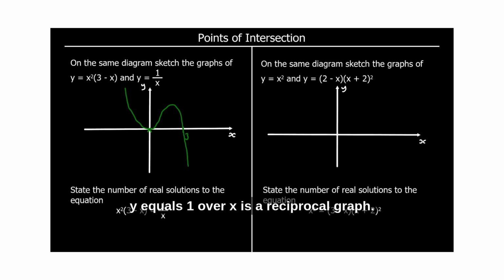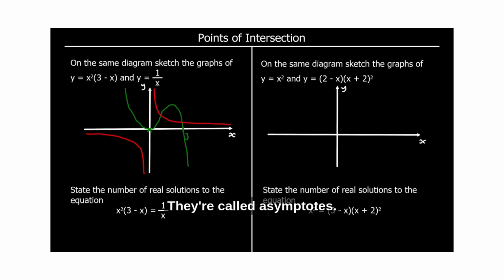y equals 1 over x is a reciprocal graph. It's positive. So when x is negative, y is negative, so the bottom left. And when x is positive, y is positive, so the top right. So it makes this shape. It can never touch the x-axis or the y-axis. They're called asymptotes. So there are the graphs.